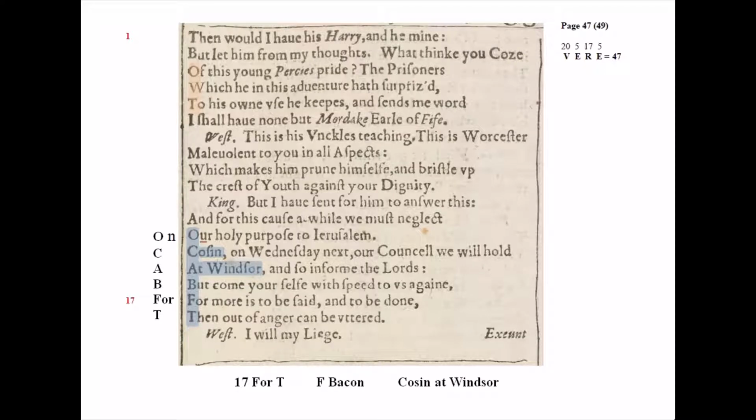Count 17 lines, we get the words 4T, 1740. Then start reading back up, F-B-A-C-O. The N comes from the letter U in R. In Latin, the letter U is a V. In Greek, a lowercase n is drawn like a V, so F-B-A-C-O-N. Then reading across, cousin at Windsor, and also the word to, T-W-O. So there's an Oxford Bacon code on what's supposed to be page 47, 47 equaling the letters for Vere.